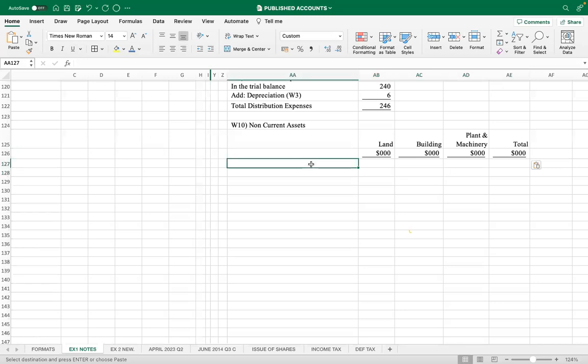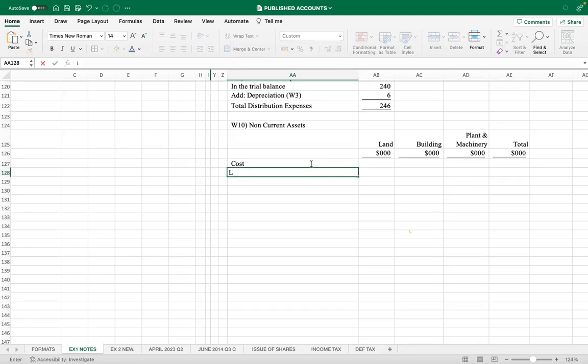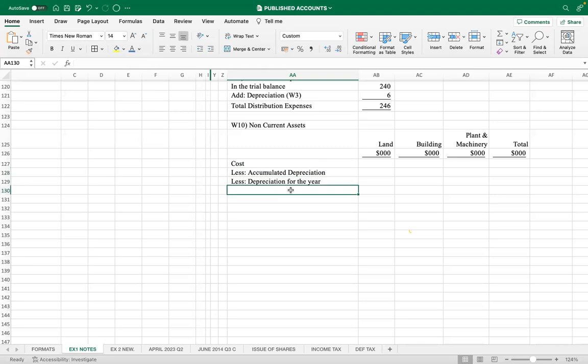We are working in thousands. So here we want to get the carrying amounts of non-current assets. So we need to show the cost of the asset, you less accumulated depreciation up to the beginning of the year, and then you less depreciation for the year. Because this accumulated depreciation was up to beginning of the year. And then the answer that you get is what gives you the carrying amount.